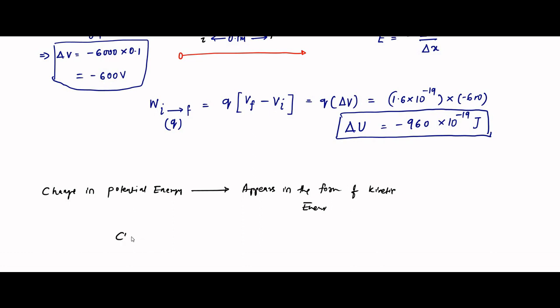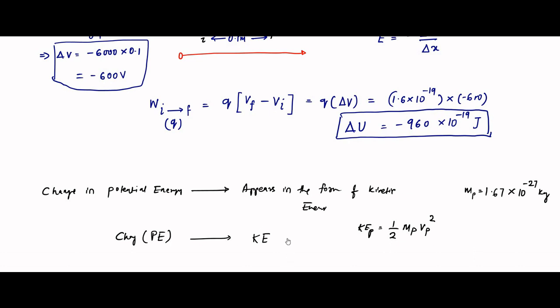Okay, change in potential energy appears in the form of kinetic energy. So kinetic energy of proton is 1/2 mass of proton, velocity of proton whole square. Now we know that mass of proton is 1.67 into 10 to the power minus 27 kgs. Here the kinetic energy is this much, the magnitude we are talking about, 960 into 10 to the power minus 19 joule.